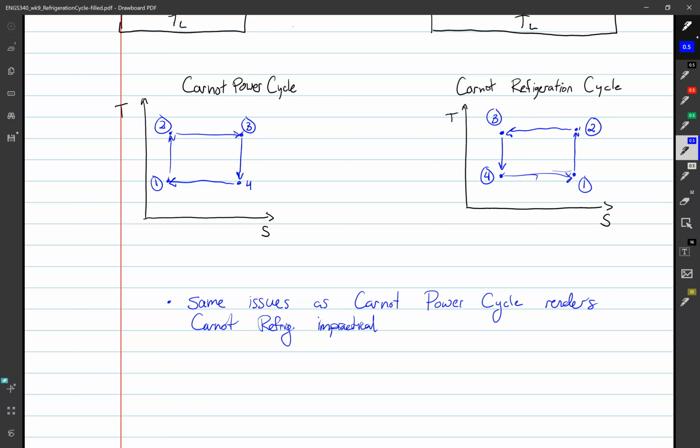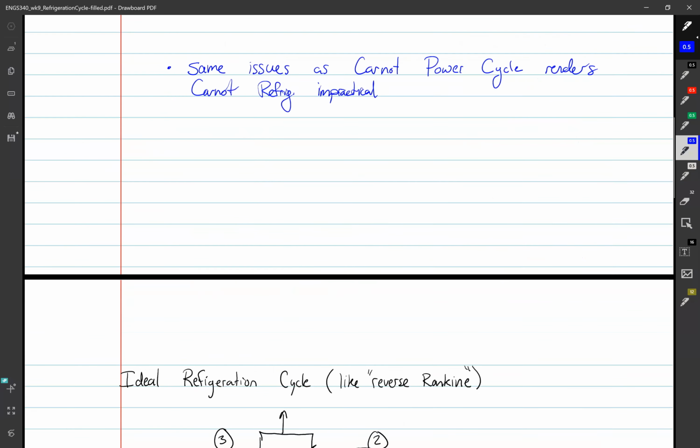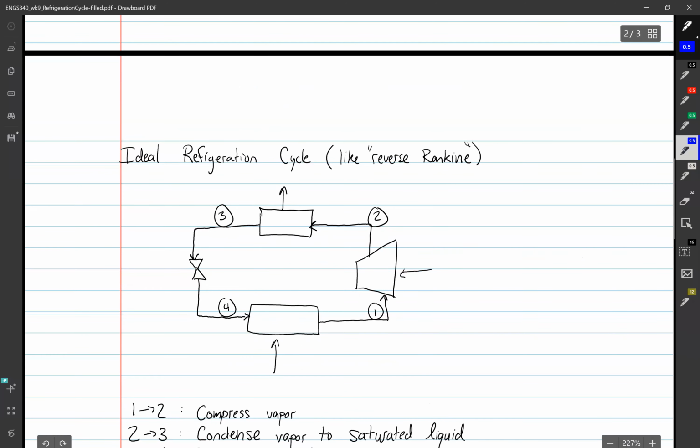to things that we can actually design, and let's design the Rankine power cycle. We're going to do basically the same thing here for refrigeration. So now we're going to talk about the ideal Rankine cycle, or the ideal refrigeration cycle. It's sort of like a reverse Rankine cycle. It's a little different, and we'll get into that.